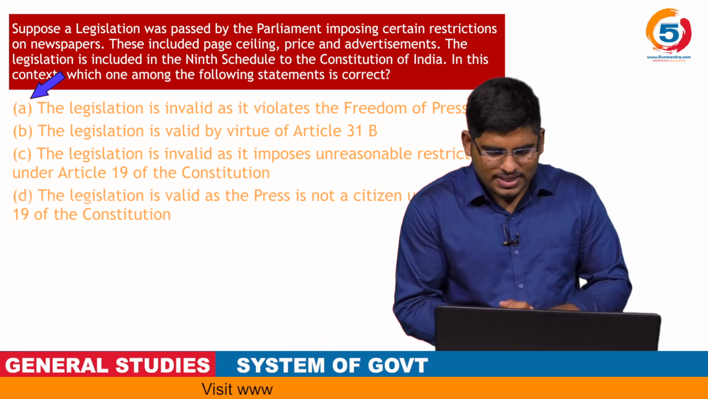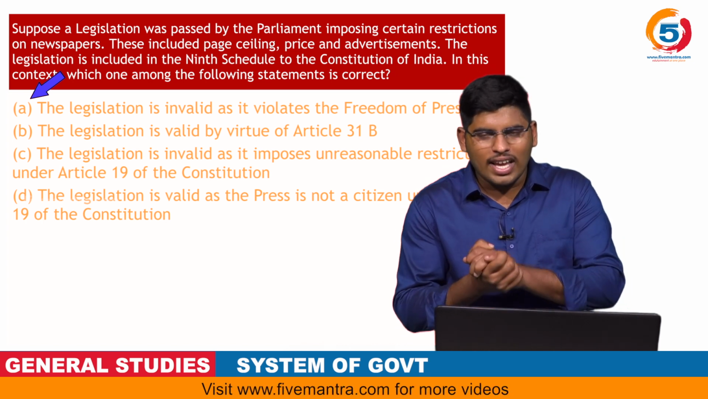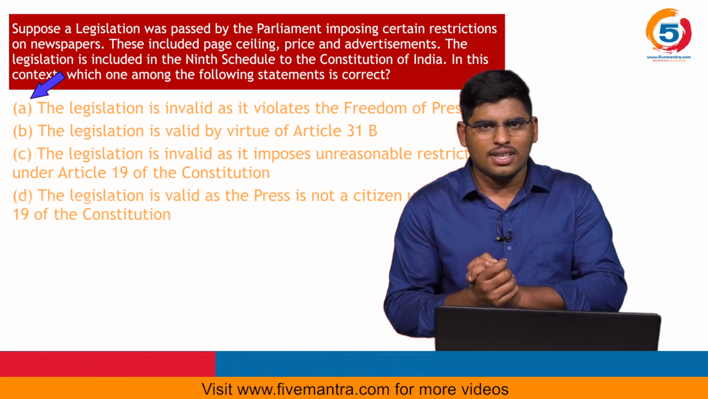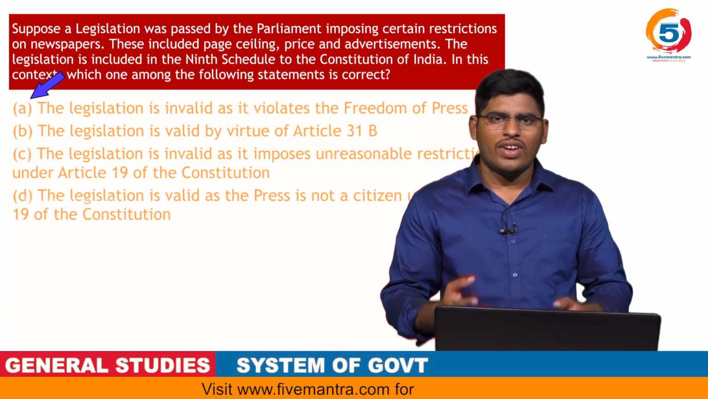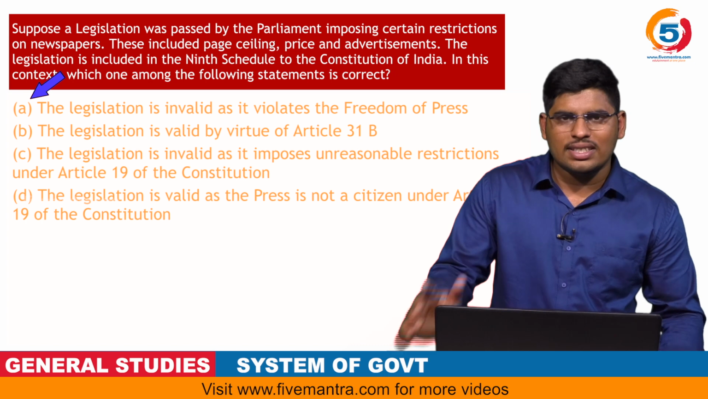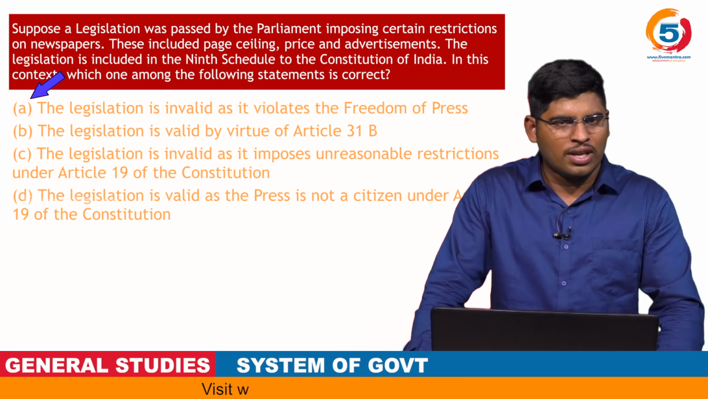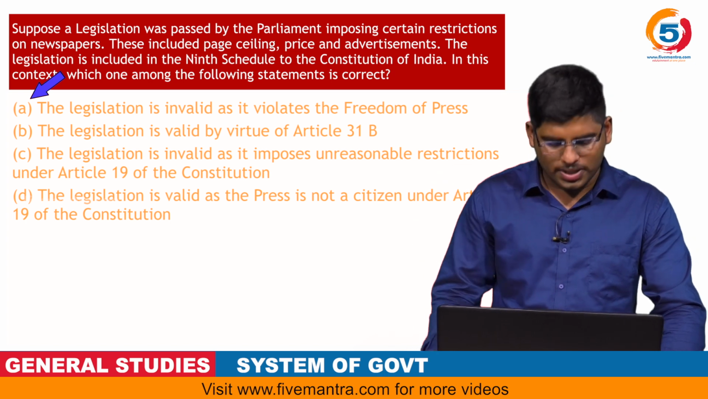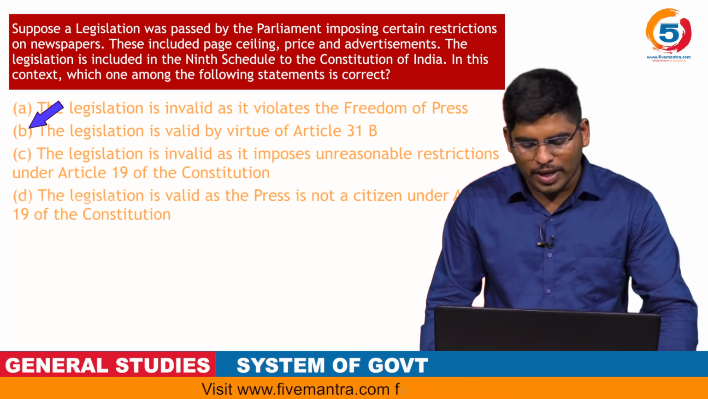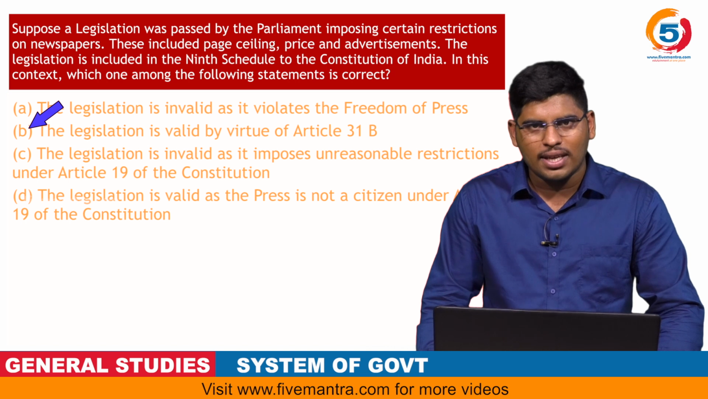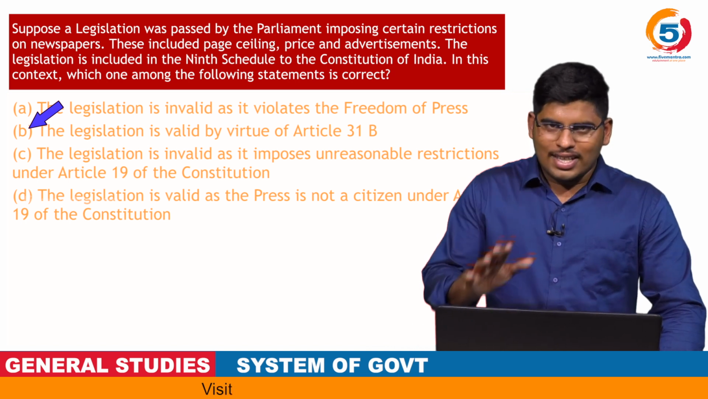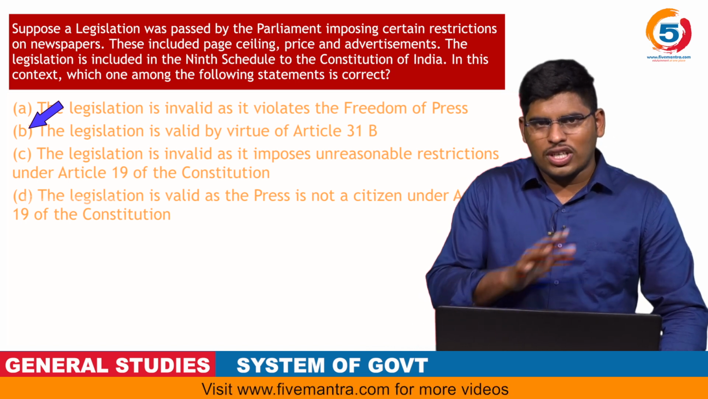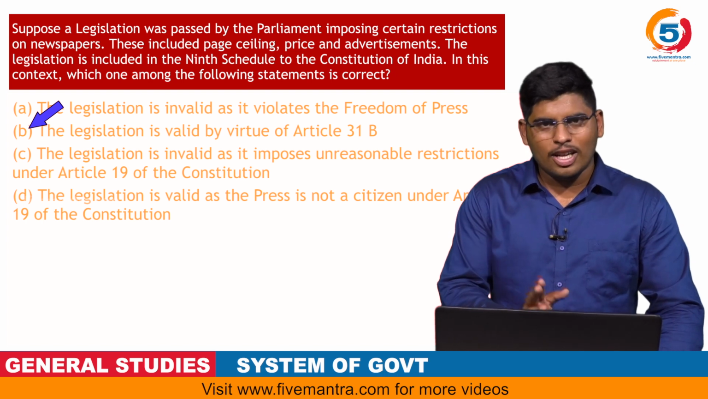But here the option is that the legislation is invalid as it violates the freedom of press. In this option we don't have any precondition of whether it is reasonable or unreasonable. So even though it seems to be the correct one, you cannot take the side of the first option. Second option, the legislation is valid by virtue of Article 31B. The legislation itself is not valid, so you can eliminate the second option.